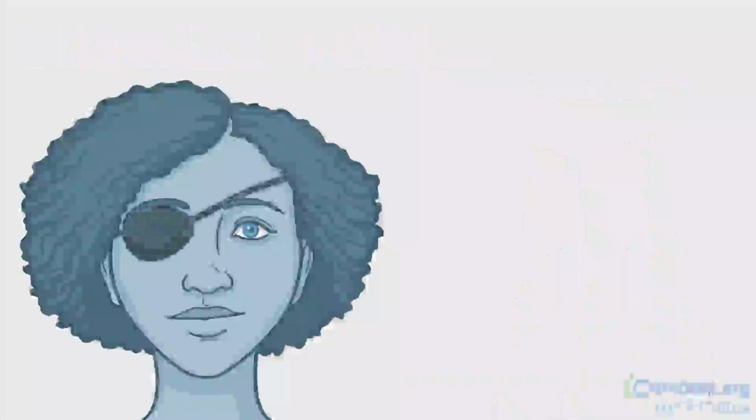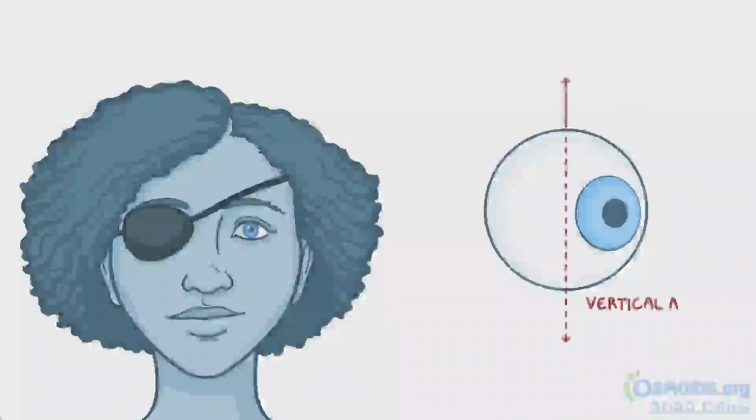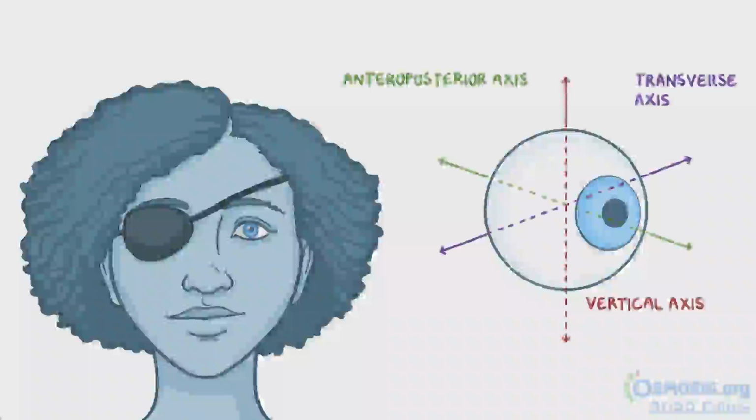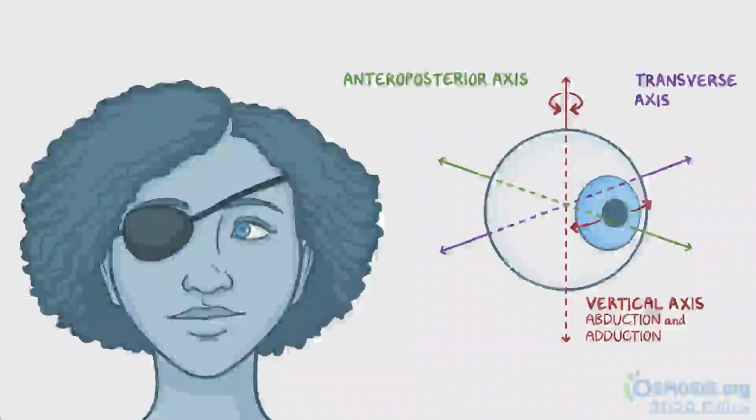So the eyes can move along three different axes: a vertical, a transverse, and an anteroposterior axis. The movements along each axis have specific names depending on how they modify the position of the pupil. The rotation of the eyeball along the vertical axis allows the pupil to move laterally, called abduction, and medially, called adduction. When the eye rotates along the transverse axis, it allows us to look up and down, which is actually called elevation and depression of the eyeball.